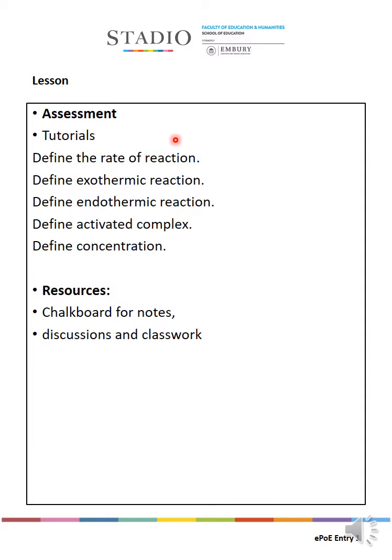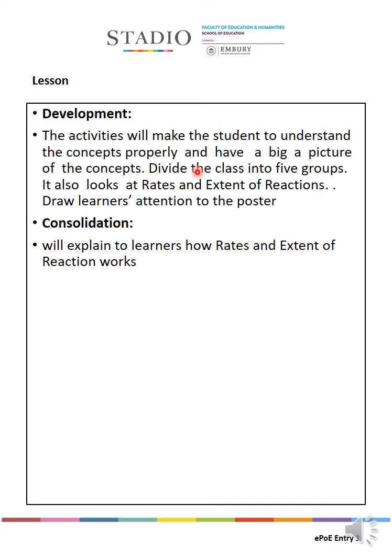I'm going to give you tutorials. You must go home and write this one. But it's fine, you can do group work. In a group of 5, you can just group yourself with your friends. Do these things. First, number 1, define the rate of reaction, define exothermic reactions, define endothermic reactions, define activated complex, and define the concentration. Go home, group yourself in a group of 5 with your friends, and explain those concepts. You see, as you go forward, even in our next slides, you are going to meet those concepts, and they will help you.